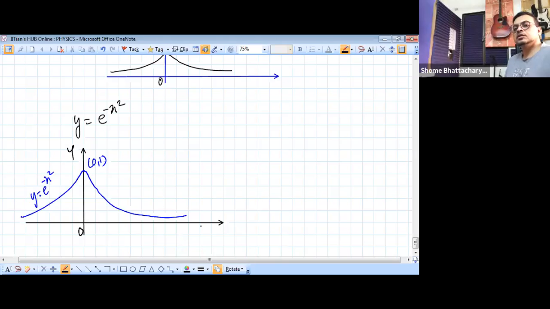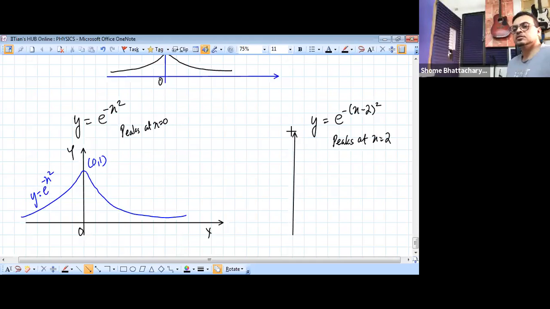Now in comparison to that, if you draw the graph of y = e^(-(x-2)^2), you will see that this will have a peak at x = 2. The earlier one peaks at x = 0. But the rest of the shape of the graph is the same. So that's how you understand how the transformation has occurred.